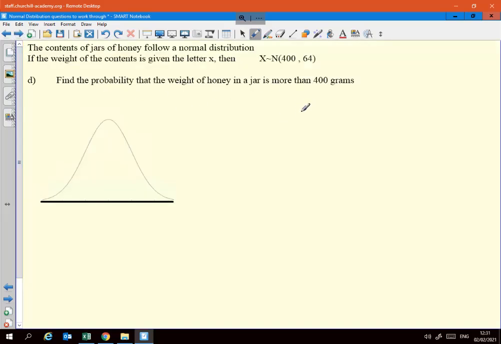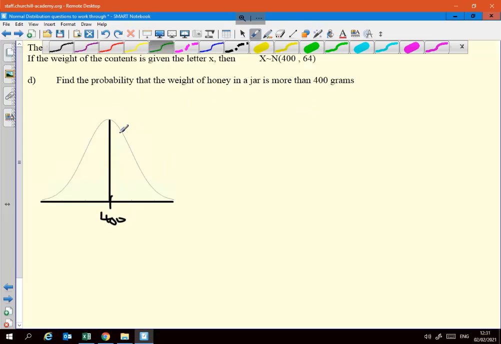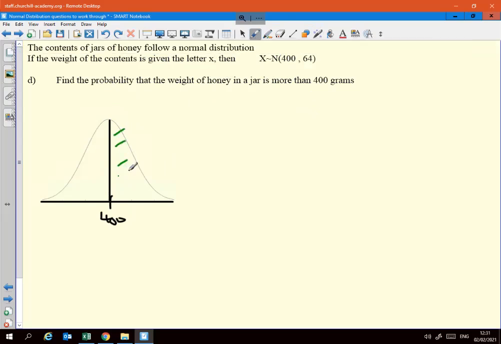Right, this is a much nicer question. Find the probability that the weight of the honey in the jar is more than 400 grams. Well, 400's here, so I can put my line in. Let's imagine that's a straight vertical line. And the bit I want is to the right-hand side of that, the bit that's more than that. And then we can do a super sneaky trick here. Well, not trick. We don't need to work anything out here.